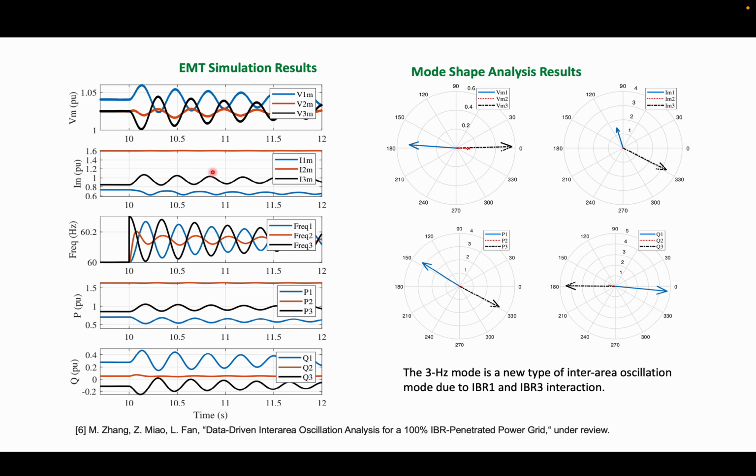So let's conduct a mode shape analysis, plugging in the eigenvalues and checking the mode shape on the column. We plot this column because each element of the column is a complex number. You can plot it. That clearly shows bus 1 and bus 3, the blue and the black, are against each other. So that shows this is the interarea oscillation mode due to IBR1 and IBR3 interactions.